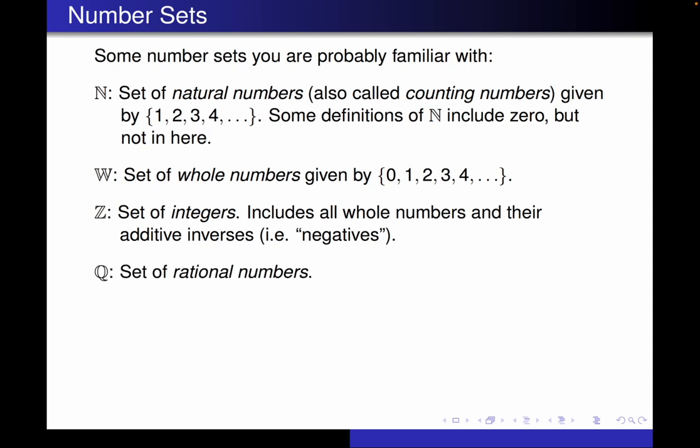Q represents the set of rational numbers, and those are going to be all fractions m over n, where m and n are both integers, and of course we can't have 0 in our denominator, so n is not equal to 0.